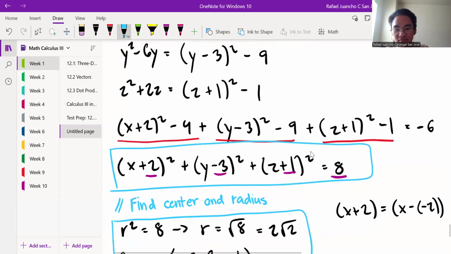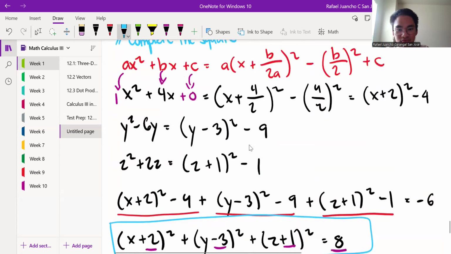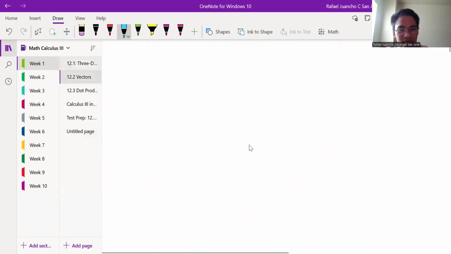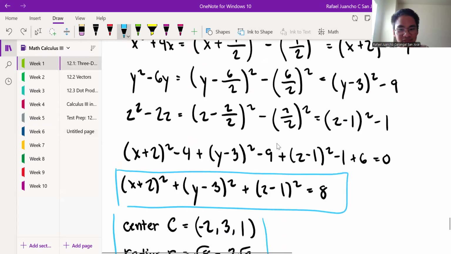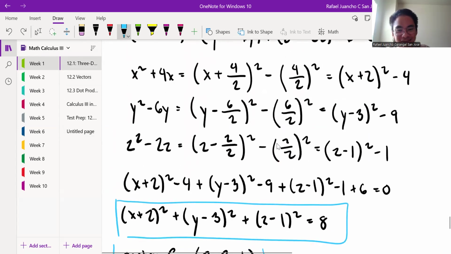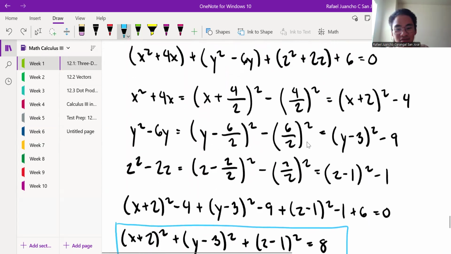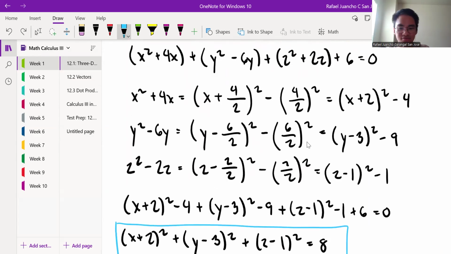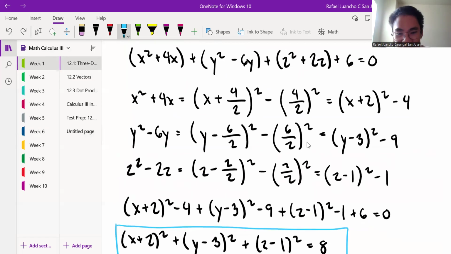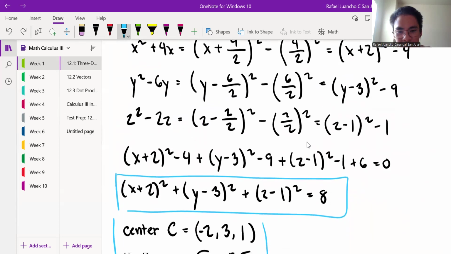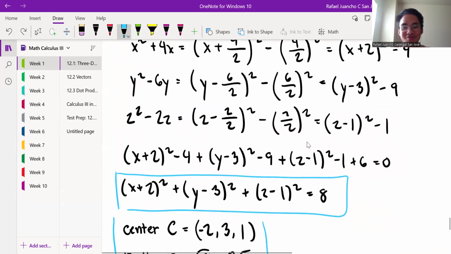Oh, I just realized I had a plus here. Wait, I messed up. Yeah, I think I messed up somewhere. Oopsies. My bad. Where did I mess up? 2 minus... Oh, this was a minus. How come I had a plus here? Huh. So my notes are wrong. Or did I mess up something? No, my notes are wrong.